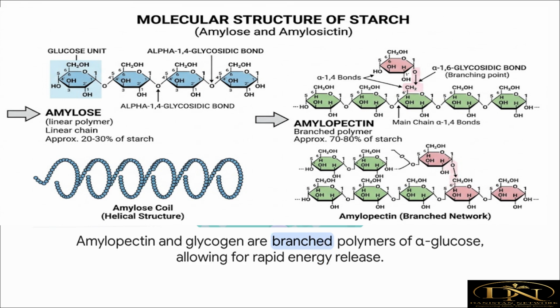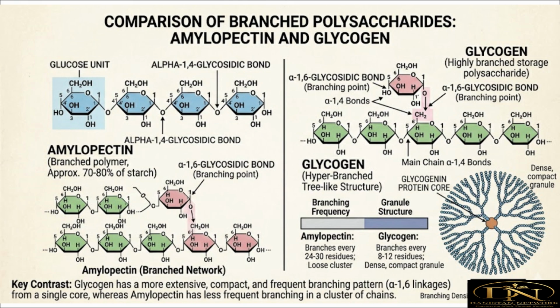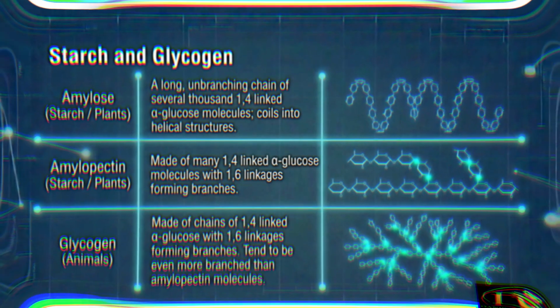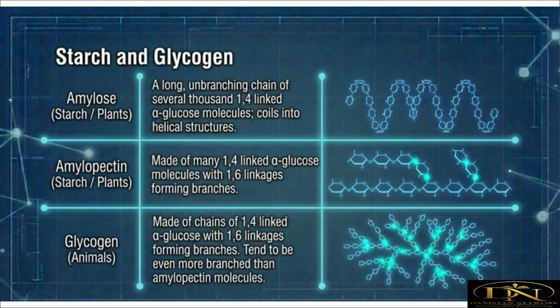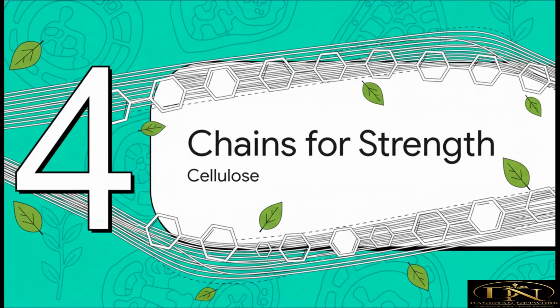Now, the second part of starch is amylopectin, and in animals, we have our own version called glycogen. These are also long chains of alpha glucose, but with a key difference. They're branched. These branches give the molecule tons of little ends. And why does that matter? It means that when you need energy fast, enzymes can attack all those ends at once and release glucose much, much more quickly. Okay, so we've seen that chains of alpha glucose are perfect for storing energy.